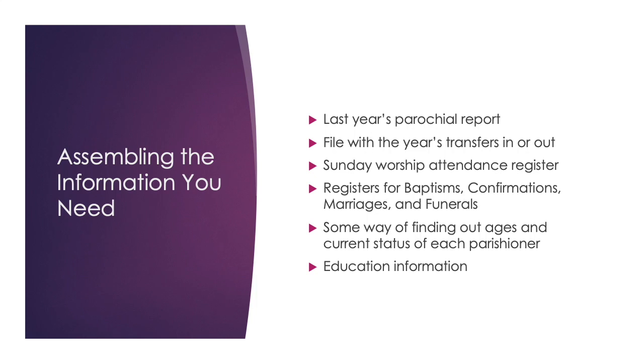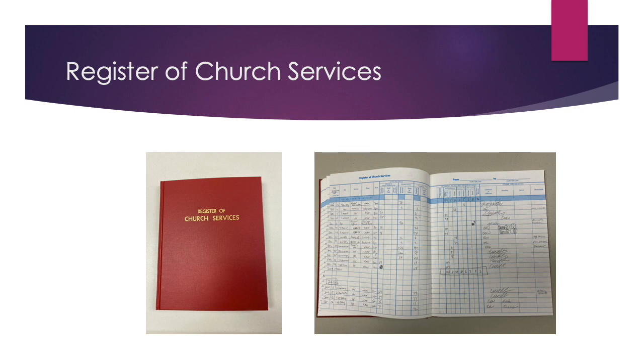And then you'll need to talk with whoever does education in your church, because part of the parochial report involves reporting on child, youth, and adult education programs and the number of people that are typically involved in those. So that's a lot of the information. So let's look at some of these books you'll need.